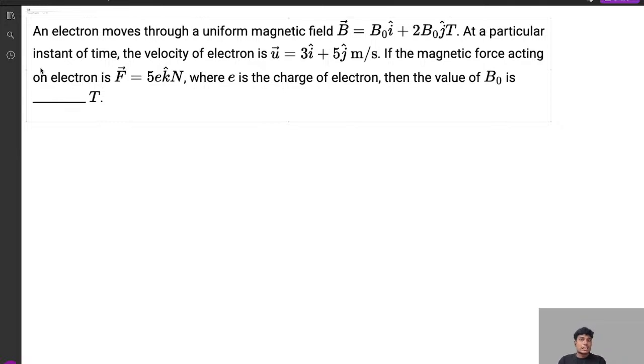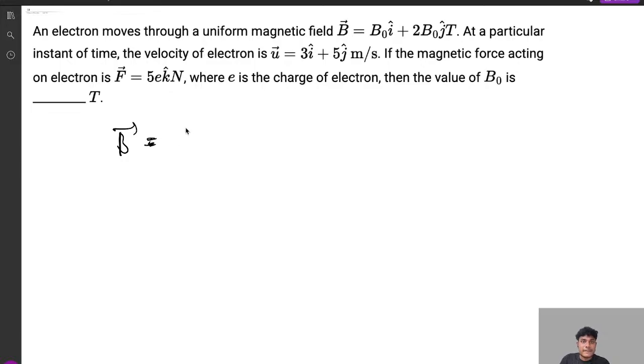An electron moves through a uniform magnetic field B. This is a vector form question. I chose this because it uses the vector form of the formulas. So please focus here. It is a concept-clearing question.